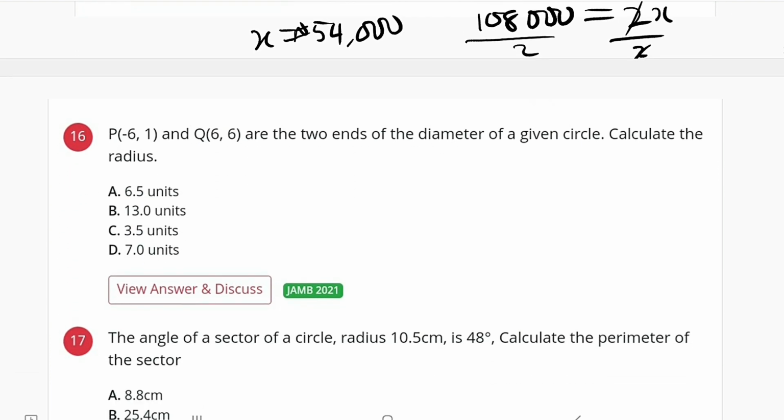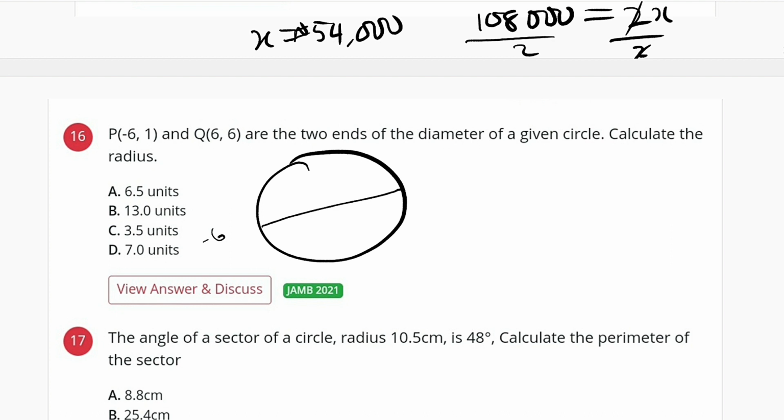Question number 16. We have 2 points, P and Q, which are 2 ends of a diameter. Okay, so if we have a circle here, this is said to be the diameter. This point is -6, 1, and this point is 6, 6. So we are asked to find the radius of this circle. Radius is just half of the diameter. So first of all, let us find the diameter and divide by 2.